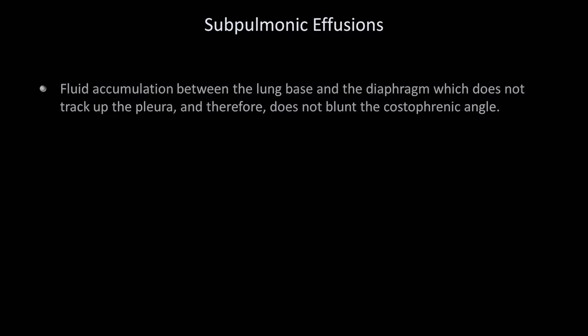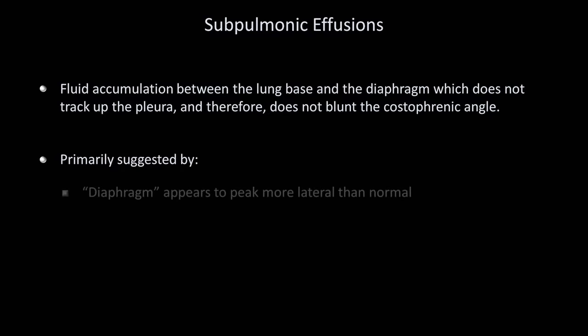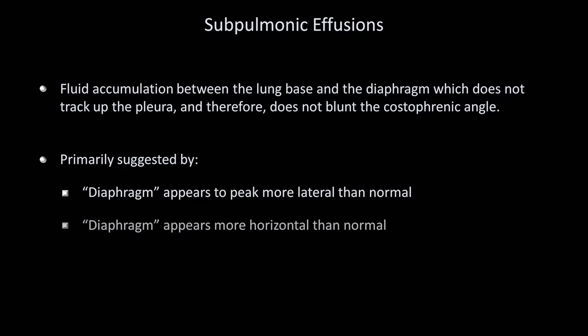There are two subtypes of a pleural effusion that can easily be mistaken for something else. The first subtype is something called a subpulmonic effusion. In this, fluid accumulation occurs between the lung base and the diaphragm and does not track up the pleura. Therefore, it does not blunt the costophrenic angle. This is primarily suggested by the pseudodiaphragm appearing to peak more laterally than normal and appearing more horizontal than normal.